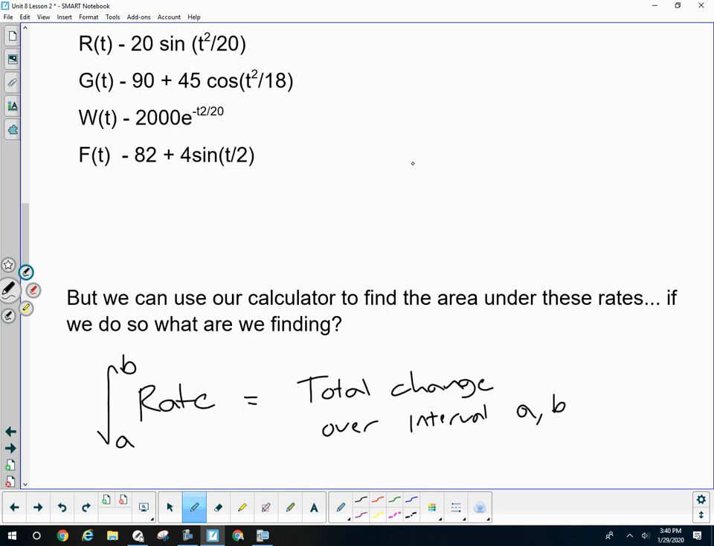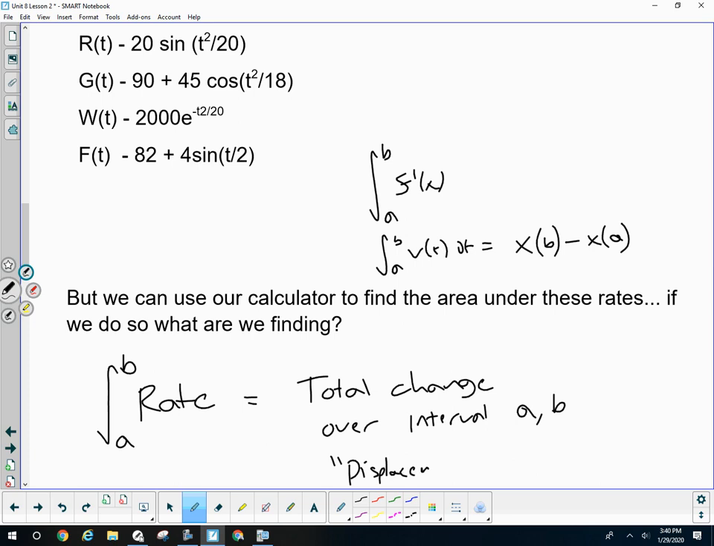It's kind of like how the antiderivative or the integral of F prime, or we could consider the integral of V, gives us the change in X. The displacement. Integrals of the rates will give us a displacement of a total. Integral of F prime would give me the change in F. Okay?